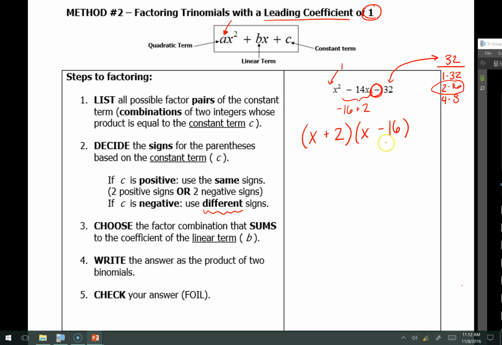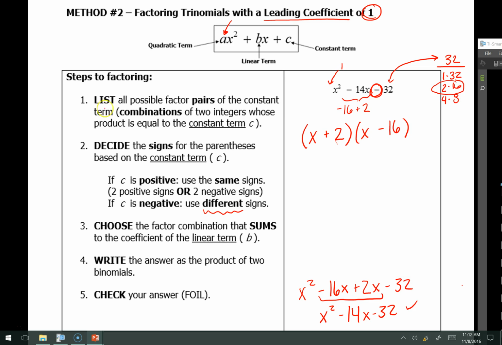So looking at what you've got here, if you FOIL it back together to check your work, x times x is x squared. If we distribute this x to the negative 16, that's negative 16x. The inner is plus 2x, and the last is negative 32. So that simplifies because these are like terms, so I'm going to combine them. x squared minus 14x minus 32. That was the original problem, which means when I did my distributing to check, everything worked out.